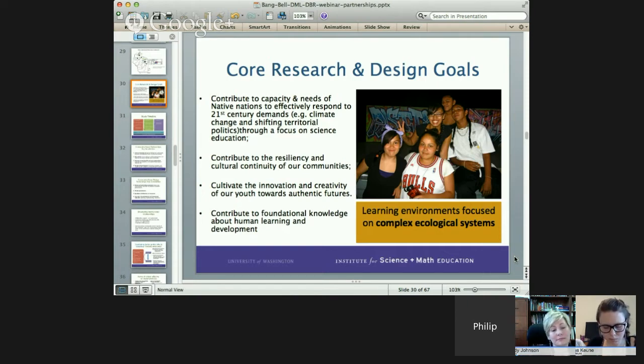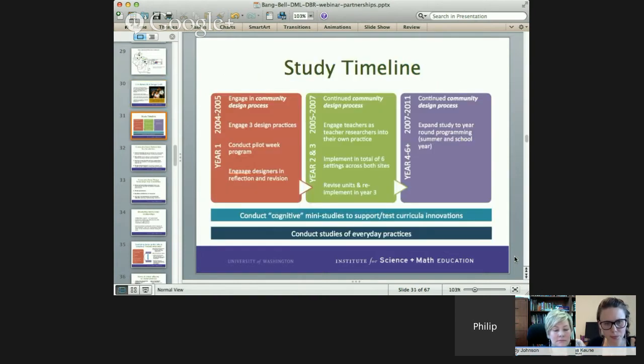And then our third is how do we cultivate the innovation and creativity of our youth, of Native youth, towards authentic futures. What that means is how we help them construct futures that don't perpetuate the academic, ethnic identity divide that is well documented in the literature, but also tends to be one in which Native people see science and scientists as something not Native. So we're really conscious of those things. And then our fourth goal is to contribute to foundational knowledge about human learning and development.